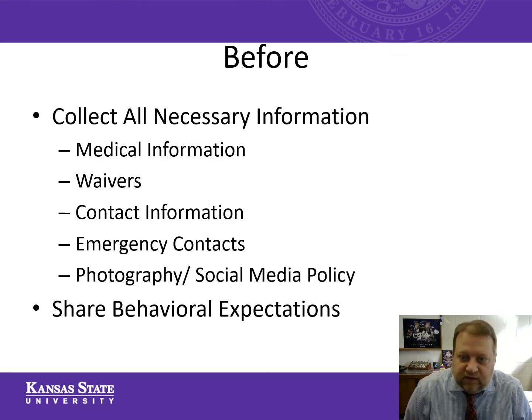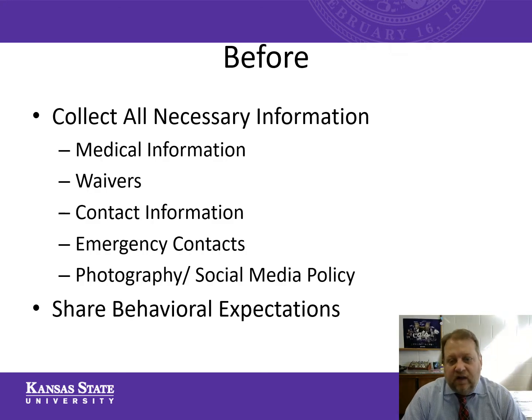Before, we want to make sure that we're collecting all the necessary information that is relevant to our event. So, whether that's medical information, waivers, contact information. We need to make sure we have contact information for any time we are taking that care, custody, and control. Emergency contacts, again, how do we get a hold of a parent if there's a situation? What our photography and social media policy is, and a waiver for that. And you can combine all those waivers and get it to me, and we can look at it.